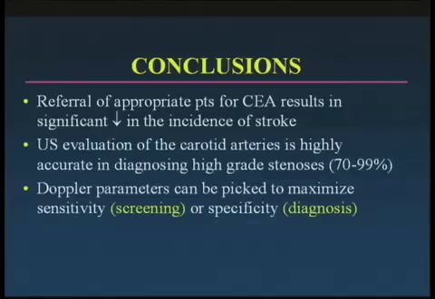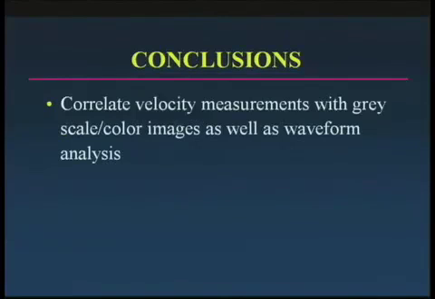In addition, you can use the Doppler parameters in your own laboratory, either to maximize sensitivity, which you want to do if you want to use this examination as a screening examination, or to maximize specificity if you want to use the Doppler ultrasound examination as a diagnostic study. So if you want to maximize your sensitivity, you want to use lower numbers as your threshold values. If you want to maximize your specificity, of course, you want to use higher thresholds. But whatever velocity parameters you decide to use, it's absolutely critical that you correlate these velocity measurements with grayscale or color images as well.